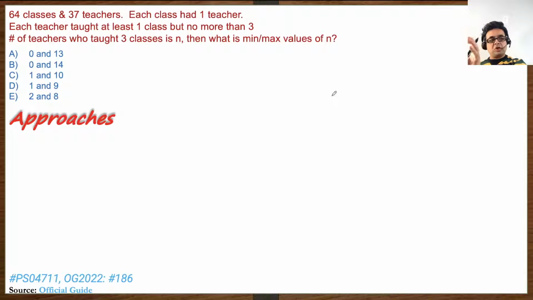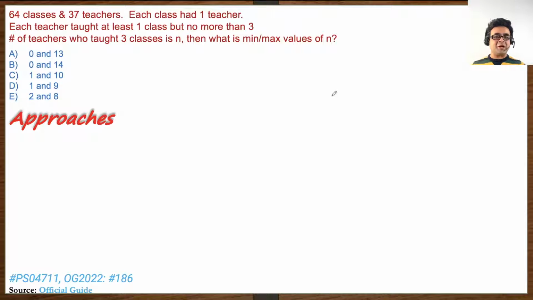But there are more classes than there are teachers, so that means that some of the teachers would get more than one class, right? And what is also given is, if there are teachers who teach 3 classes, then you want to denote that number of teachers as n, and the question is simply asking you the minimum and maximum values of n. Now, it's simply asking you the minimum and maximum values of n, but that doesn't mean that it is easy to derive those values of n.